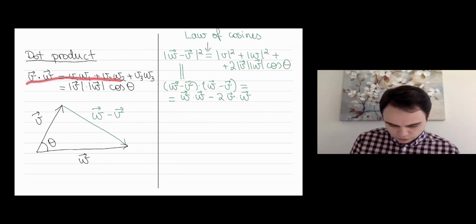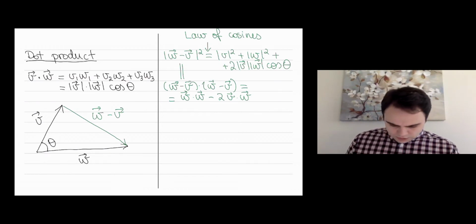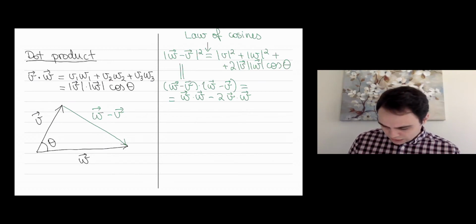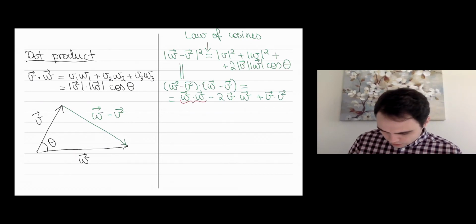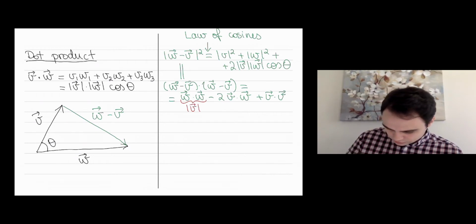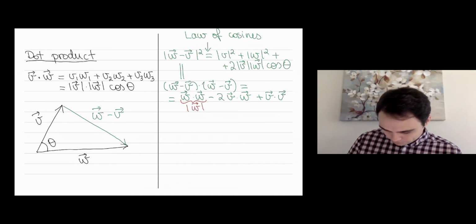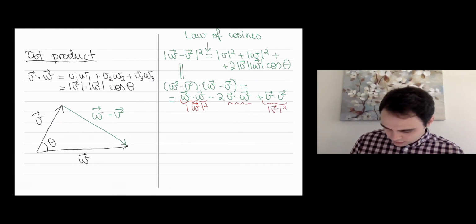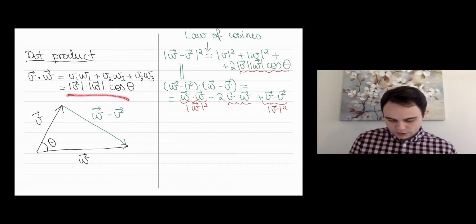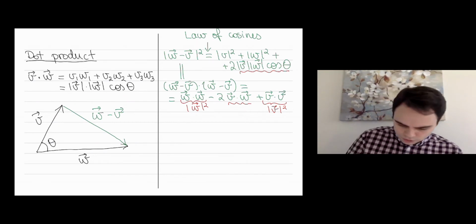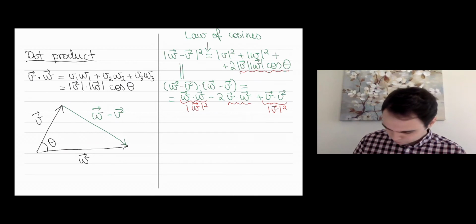You can see that this product is commutative. And finally, there's a minus v times minus v, that's plus v times v. Okay, so let's see what we got here. First term is the length of w squared. Last term is the length of v squared. And so v dot w is the same as this thing from the law of cosines, which is what I wrote here at the beginning of this derivation. So that's why the law of cosines is true.